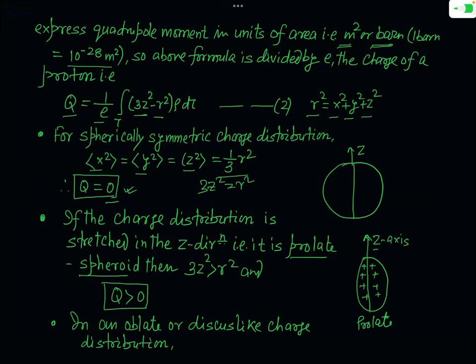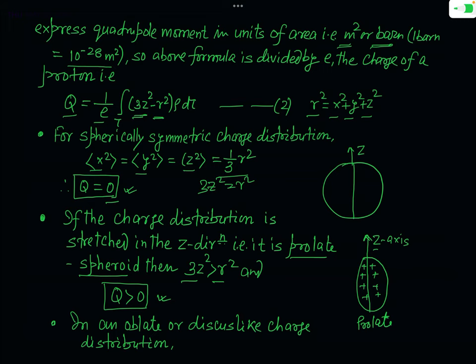And in this condition, as the charge distribution is elongated or stretched in z direction, 3z square is greater than r square. And you can see from this equation too, if 3z square is greater than r square, the value of this integral will be positive, greater than 0. So in this condition, Q is greater than 0. In a nutshell, if our nucleus is of prolate spheroid shape, or its charge distribution is elongated or stretched in z direction, then the quadrupole moment of the nucleus is positive.